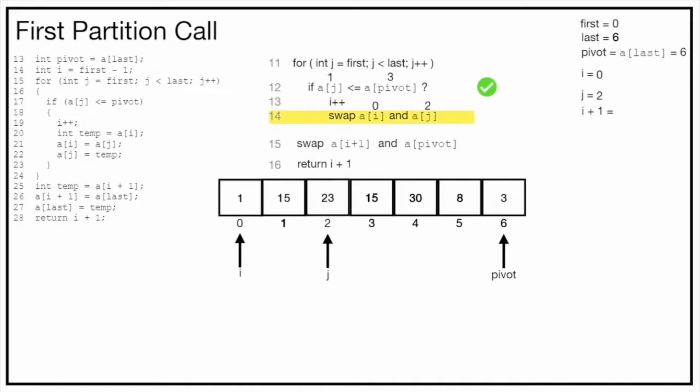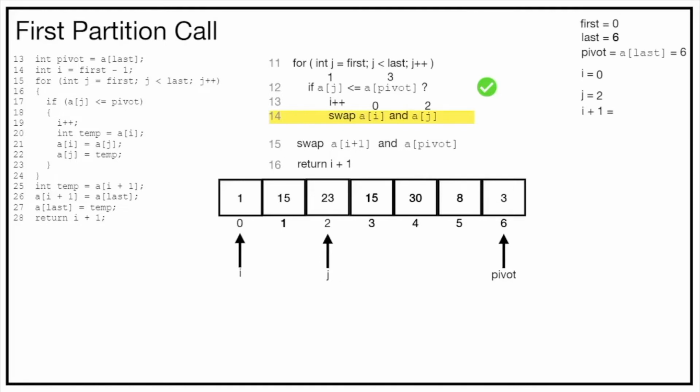i will always point to the last number of our first group that is less than the pivot. This means that all numbers from the beginning of the array up to i should be less than the pivot. In the case that A at j is less than the pivot, our algorithm will increment i by 1, then swap i and j as seen.